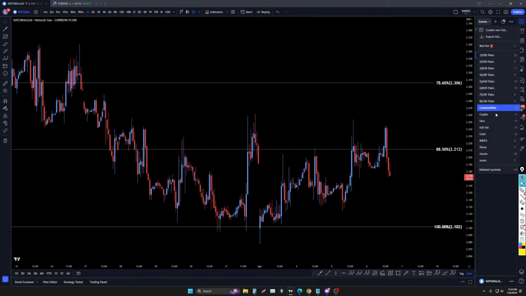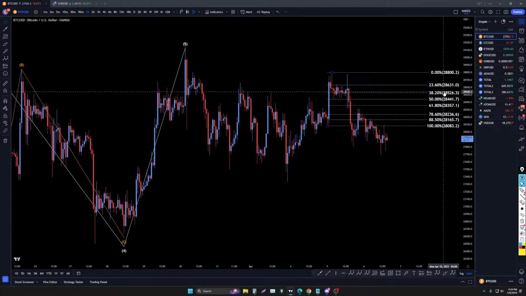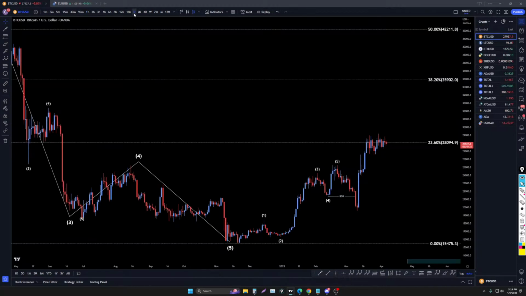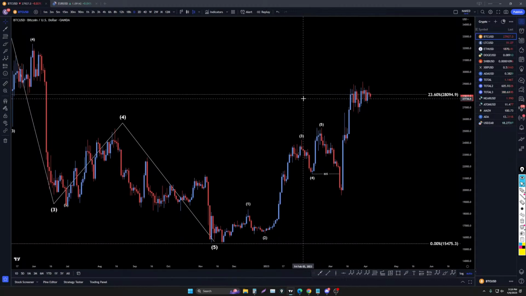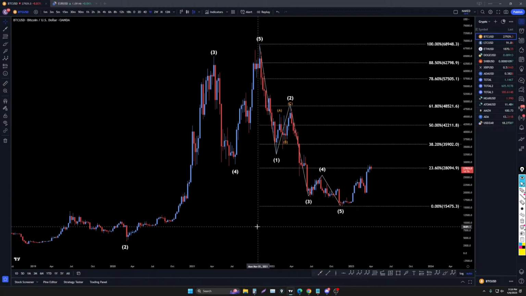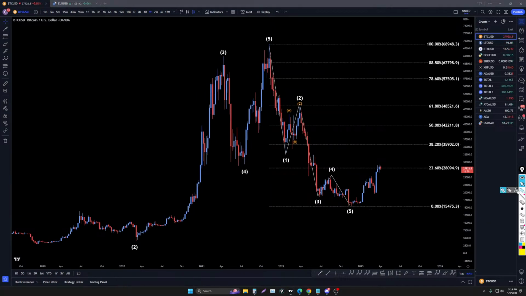Bitcoin is interesting. I'm curious to see what happens with Bitcoin over the next 6 months to a year. Yeah, I see more than one possibility with Bitcoin also. Definitely. On the weekly, I see what looks like a 1, 2, 3, 4, 5. It kind of looks to me like it could be a wave A or something like that. And this could be a wave B.